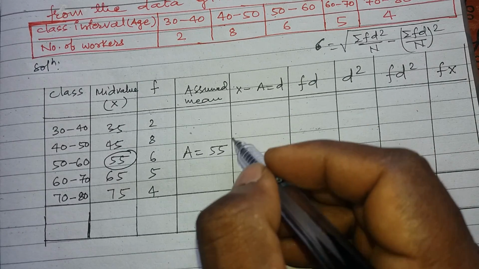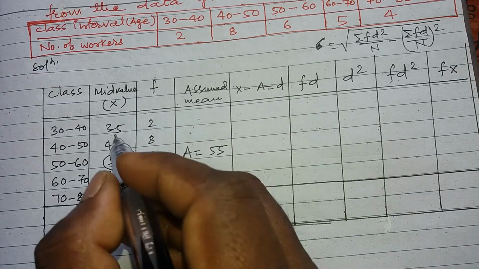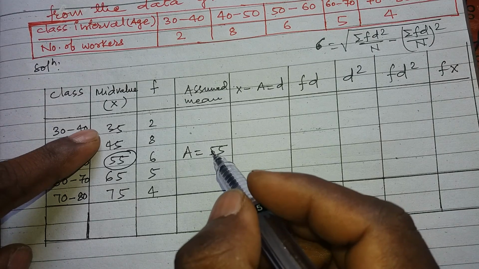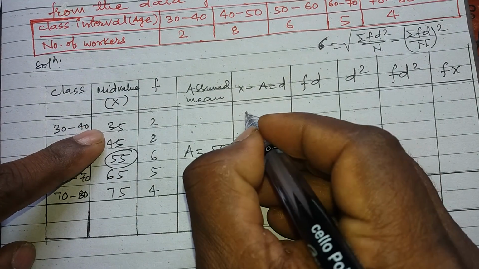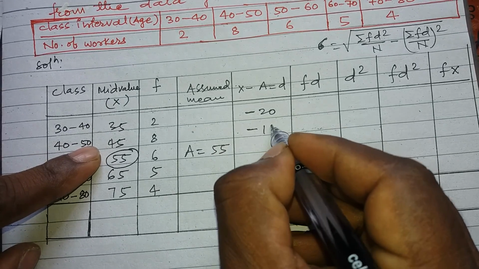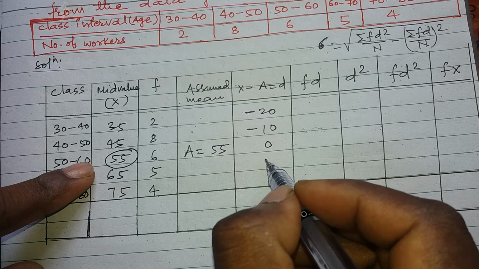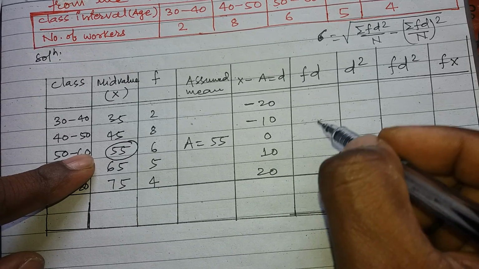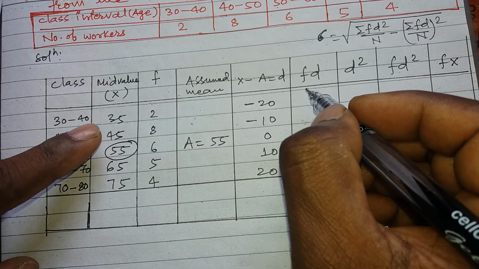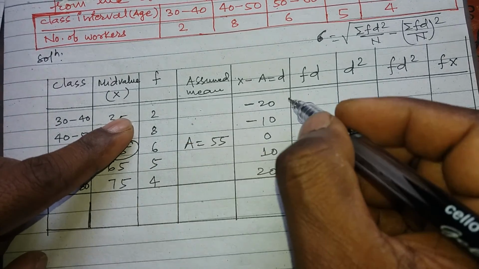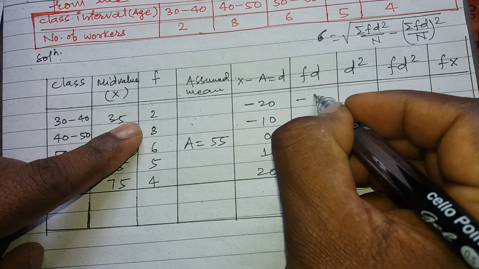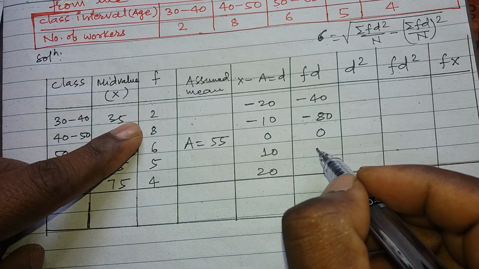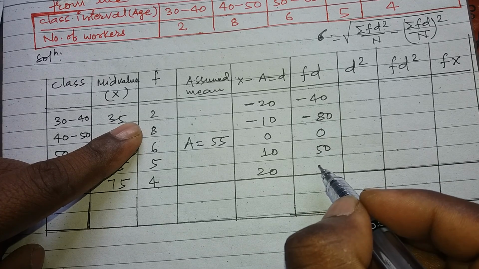After this we show the calculation x minus A. These are the x column and this is the value A. So let's see how we'll subtract it. When we subtract it, we will get minus 20, minus 10, and 0, and this is 10, and this is 20. Students, after this is fd. We multiply the column of f and this d. We will get minus 40, minus 80, 0, 50, and 80.